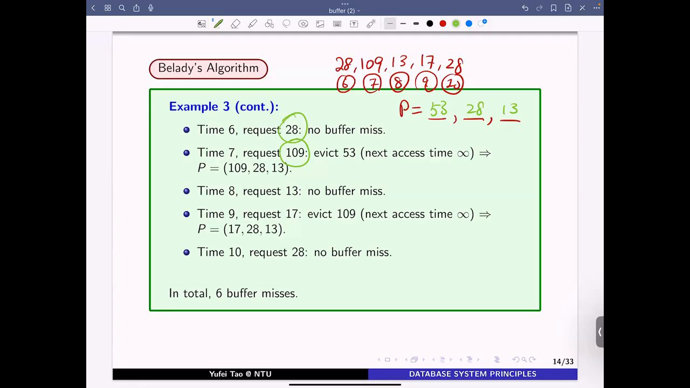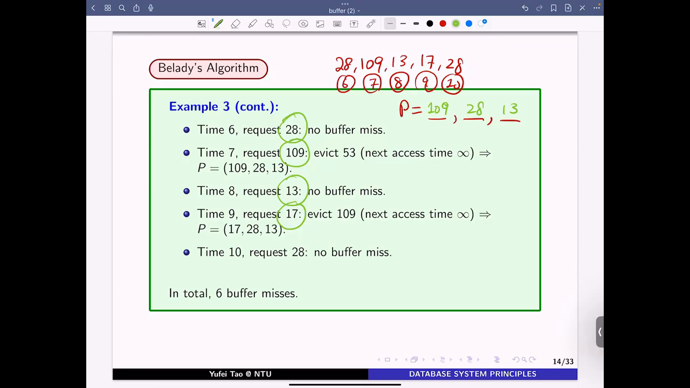Because look, 53 will never get accessed again. We're at time 7, you look into the future, and you don't see 53. So 53 would never get accessed again, and therefore it's out. This is an easy and obvious decision to make. Then we put 109 here. Moving on to time 8, now you get 13, and that's a hit. Very nice. Now we come to time 9, that's a 17, that's a miss.